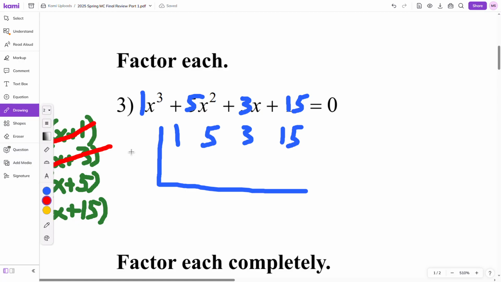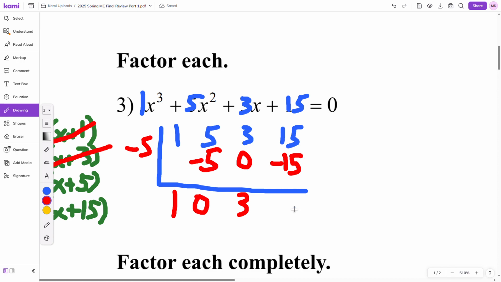So plus 5, we're going to do minus 5. Then we add down that 1, multiplied by minus 5, we get minus 5. Add those together, get 0. 0 times minus 5 is 0. Add those together, we get 3. And 3 times negative 5 is negative 15. Hey, that one worked.